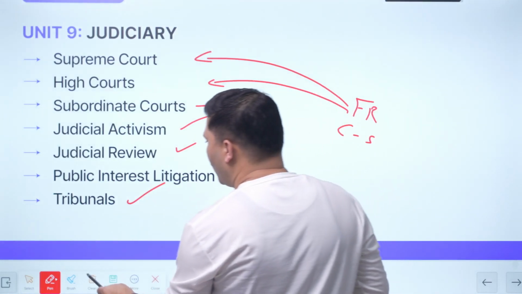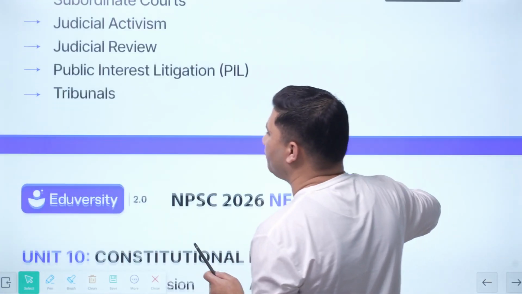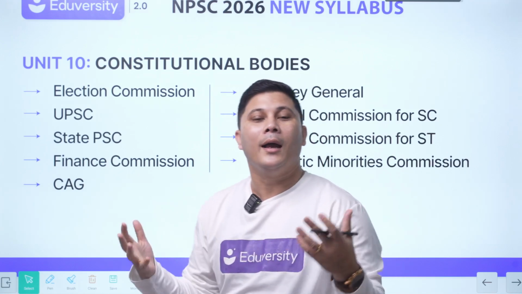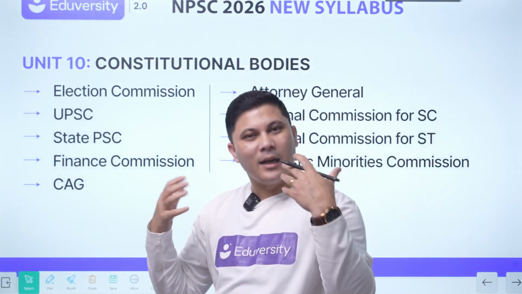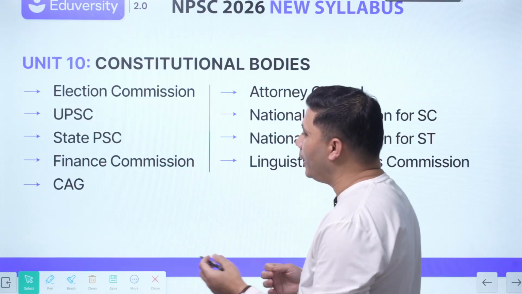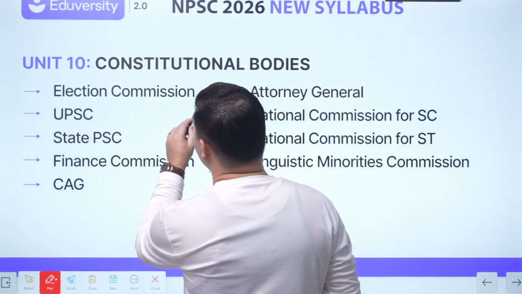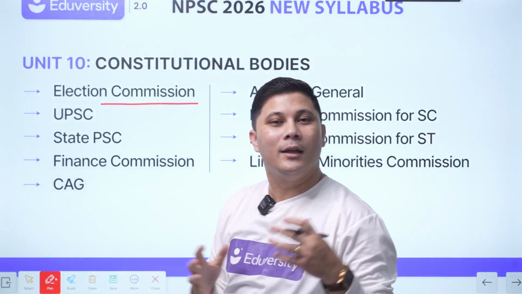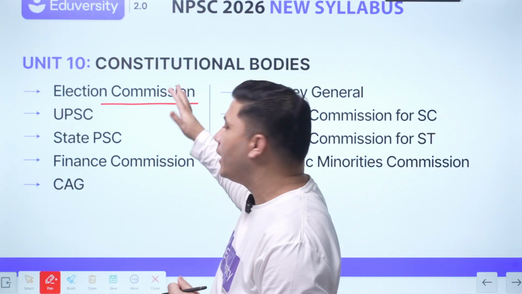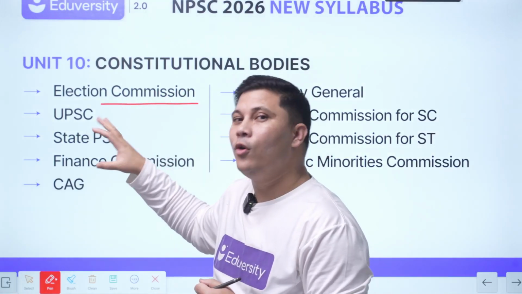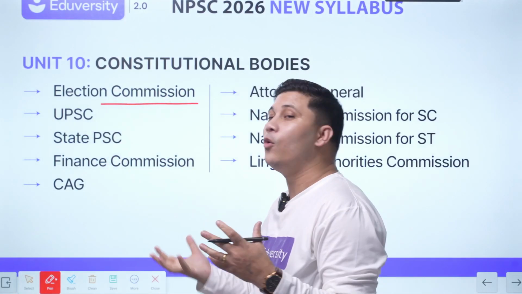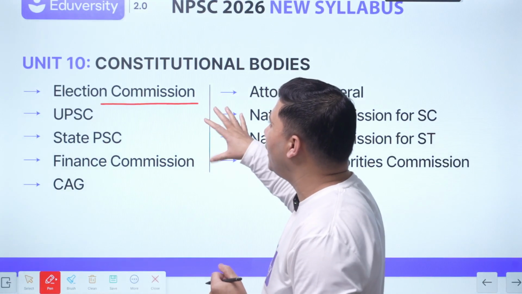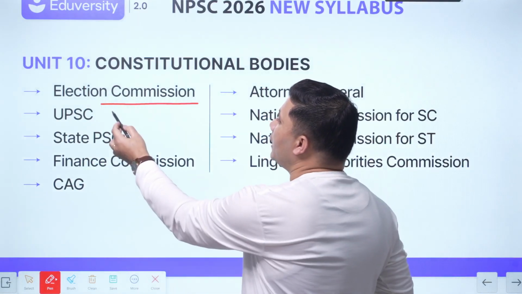Now going forward, in Unit 10 you have to learn about the constitutional bodies, and you all know that this entire year the Election Commission is in the news. So why is the Election Commission in the news? Article 324, I believe, deals with the Election Commission. What is the role of the Election Commission, why is the Election Commission called the Aaya Ram Gaya Ram, what is the mandate of the Election Commission?